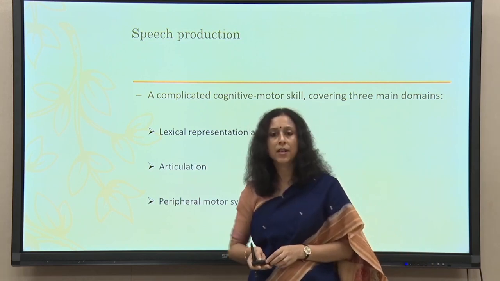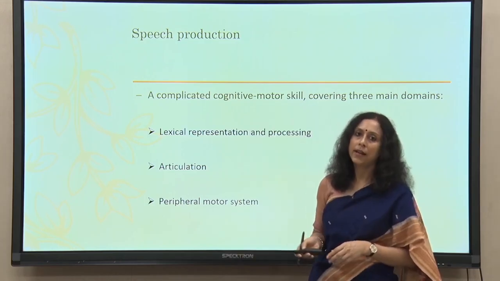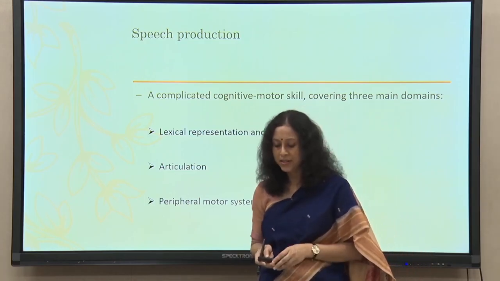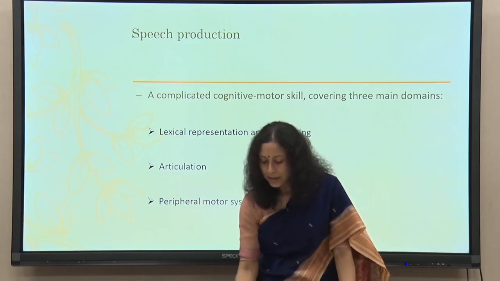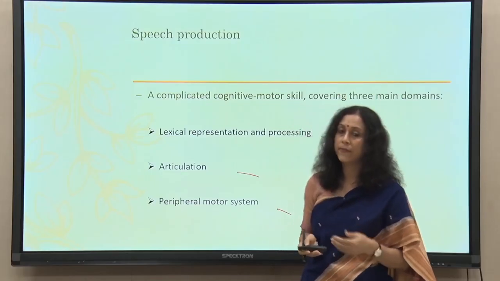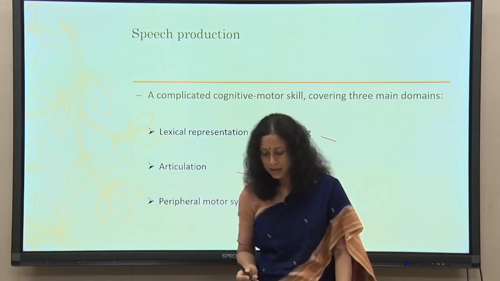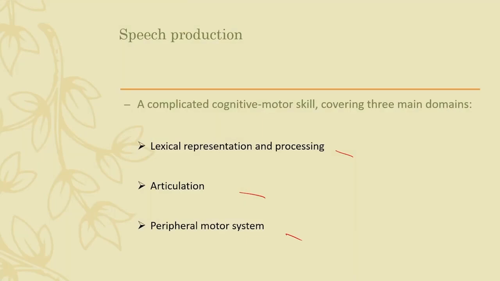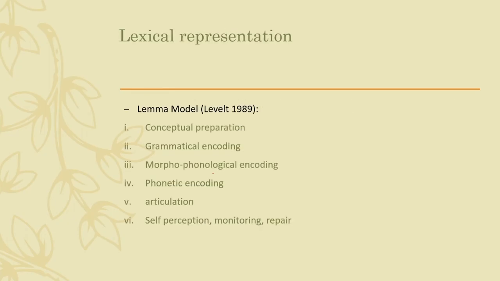Now let's move on to speech production. Speech production is of course an enormous domain of study. It has generated a lot of empirical data. It is a very complicated cognitive motor skill that incorporates information from various domains, but largely we can categorize the research into three sub-areas: lexical representation in the brain and its processing, articulation, that is the speaking part, and the peripheral motor system.